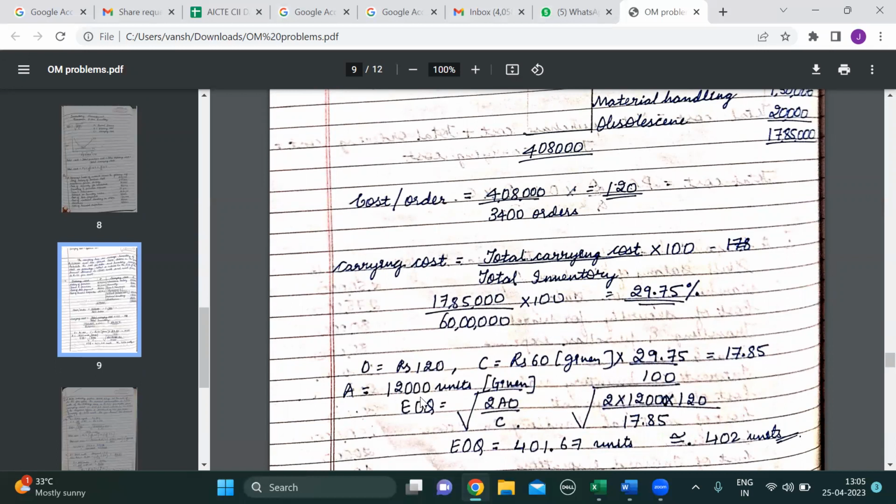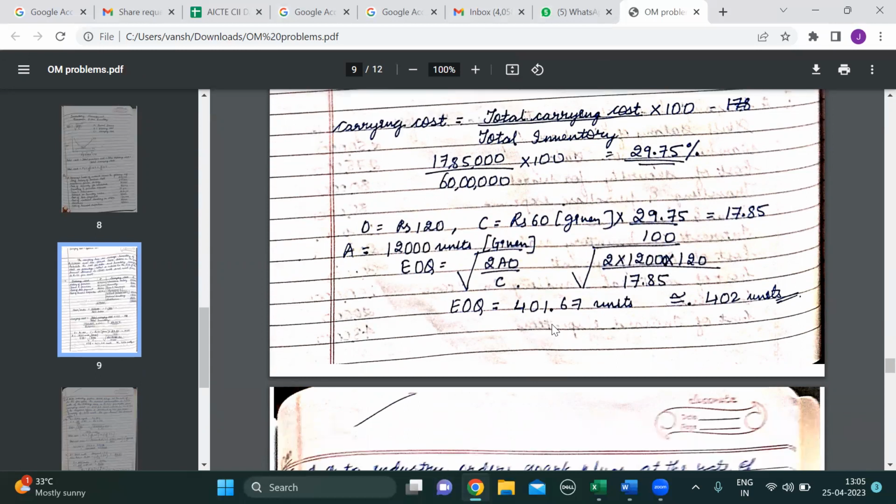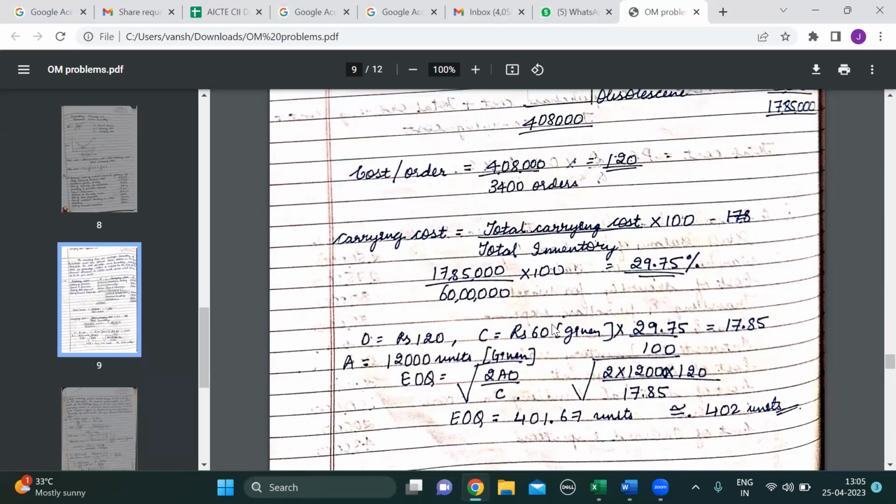And annual quantity required is 12,000 units. So we'll find the EOQ by putting it in the formula. Square root of 2AO upon C: 2 into annual requirement 12,000 units into ordering cost 120 divided by carrying cost 17.85. First you multiply, divide, and whatever answer you get, find the square root of that. So your EOQ will be 401.67 units or approximately 402 units. So this is how we found the economic order quantity. So all the three questions are solved.